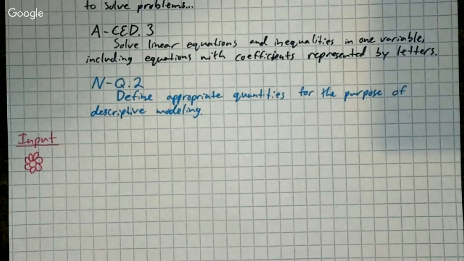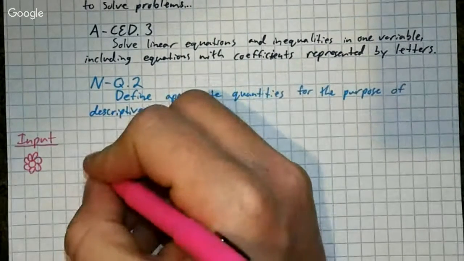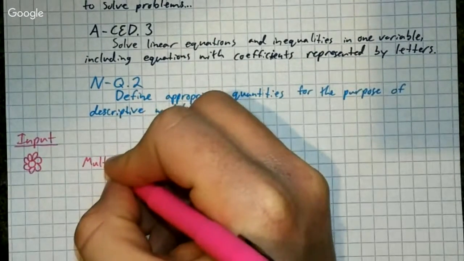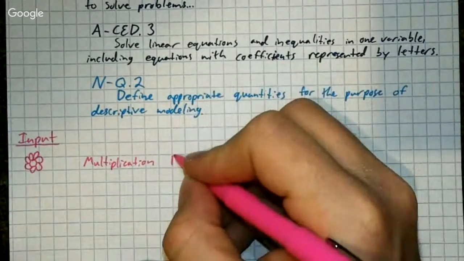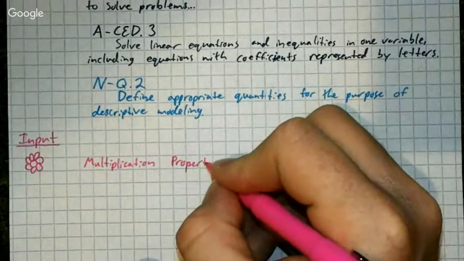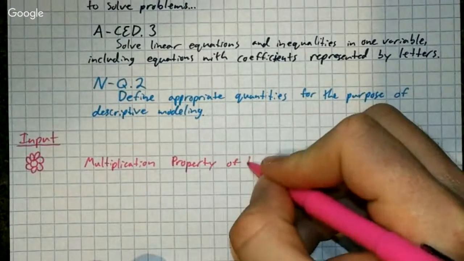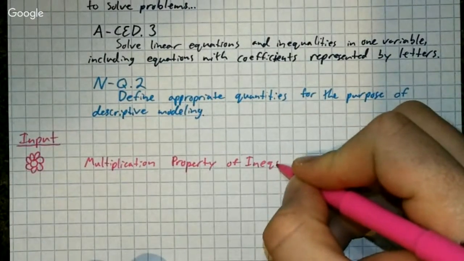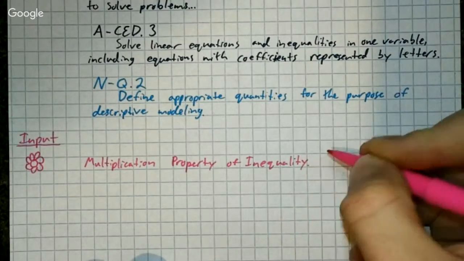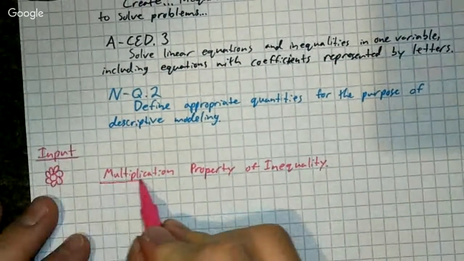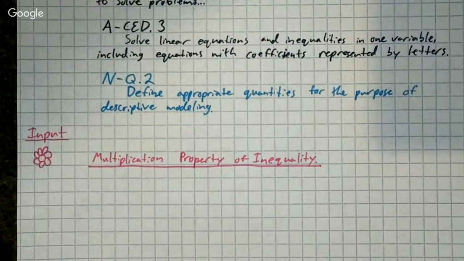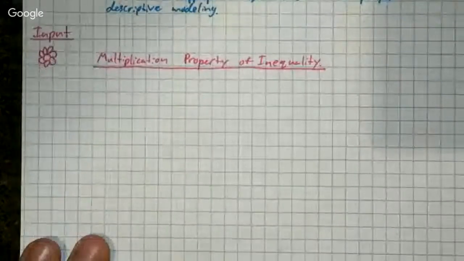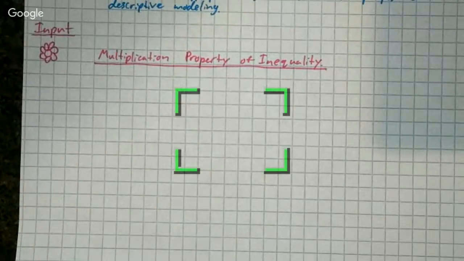What we're going to be learning about here is the multiplication property of inequality. The multiplication property of inequality. So we have a property we're going to be talking about here. And really, this is going to be some important details for you to write down. This is going to be explaining what we're talking about today.